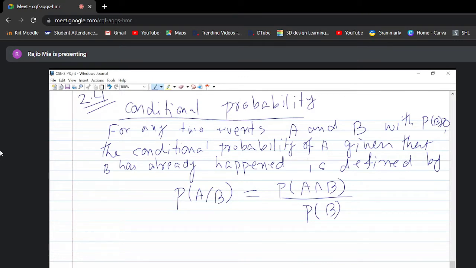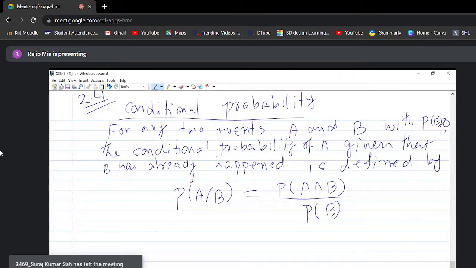For example, suppose we are tossing two coins, and it is given that the first toss is head. Then what is the probability of getting the second toss also head or second toss tail? So the probability of one event will be given, that is the already happened event, and then you have to find the probability of another event. That is the concept of conditional probability.